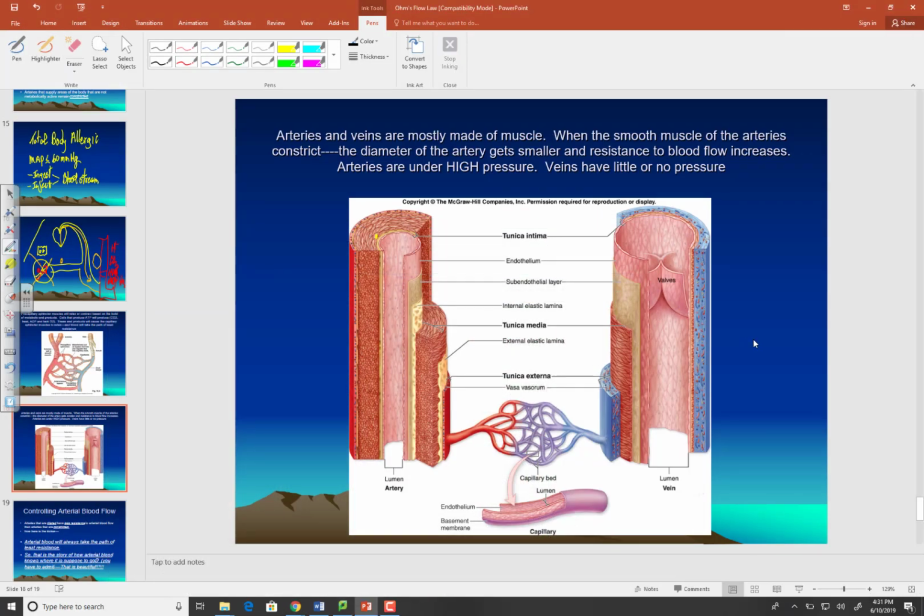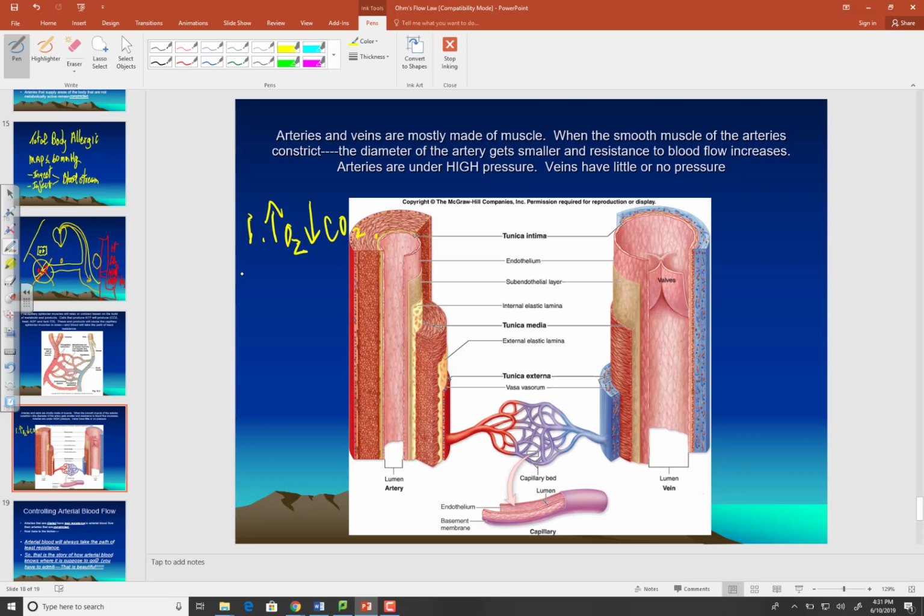Now, here is a picture of a systemic artery and a systemic vein. And what I'm going to do is explain the differences to you. So let's first look at systemic arteries. Number one, they carry blood that is high in oxygen and low in carbon dioxide. So systemic arteries carry blood that's high in oxygen, low in carbon dioxide.